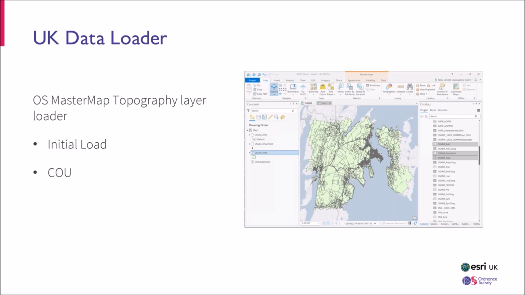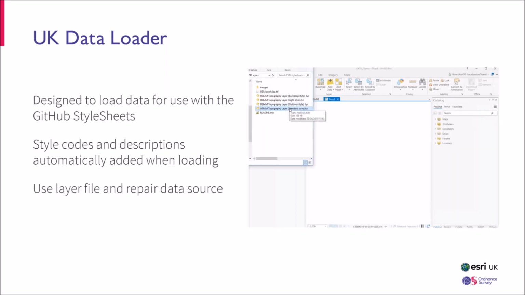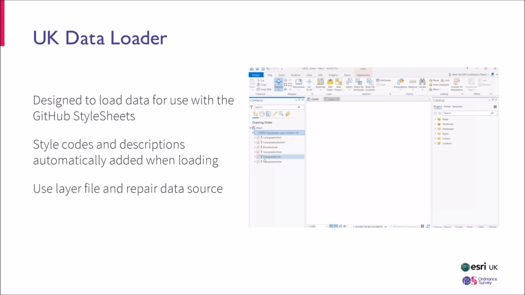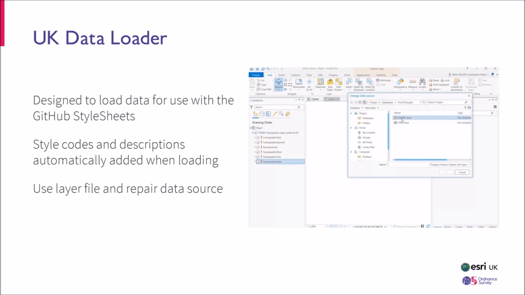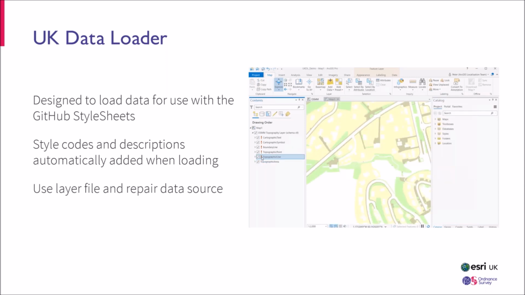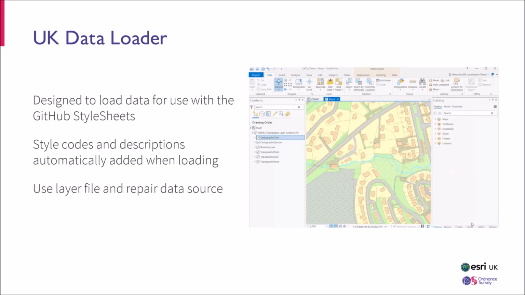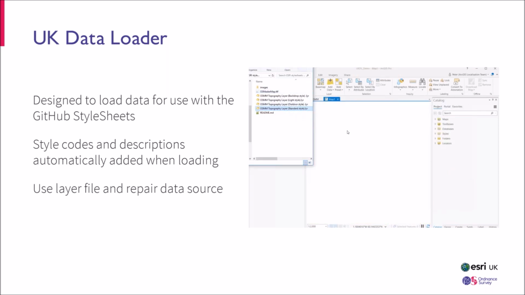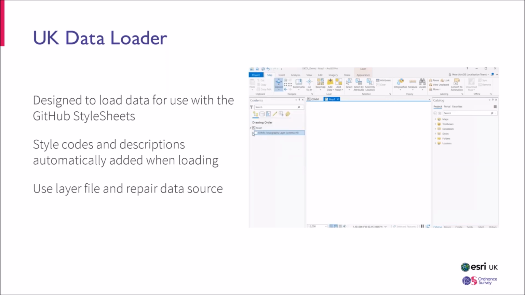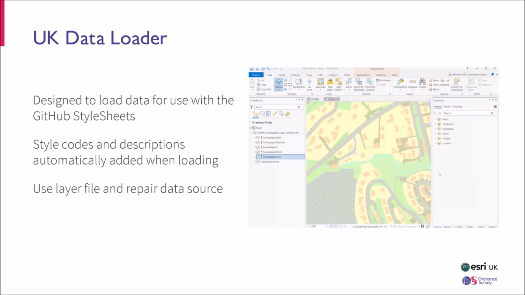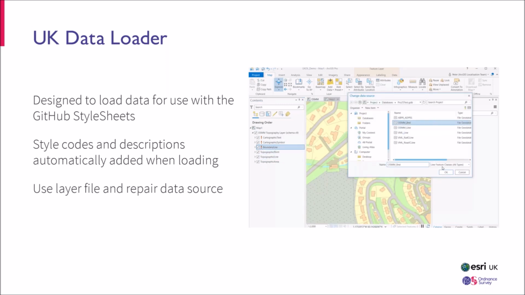It will load the data as raw data into your geodatabase, and then you need to style the data. So we've designed the UK data loader to work with the styling that the Ordnance Survey have produced on GitHub. So the way that those style files work, you have the style file, you have a font, and it's based upon some style codes and descriptions which need to be calculated against the underlying data that you have. They have some scripts in GitHub which allow you to calculate those style codes and descriptions, but we've built into the UK data loader for it to automatically add those for you.